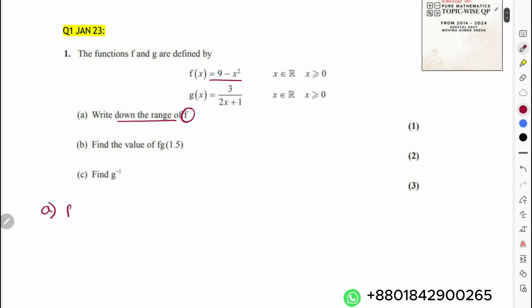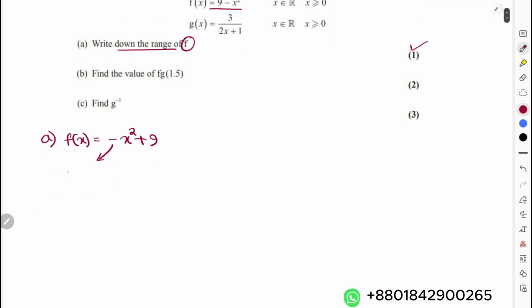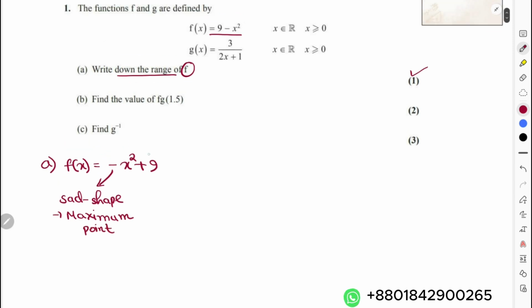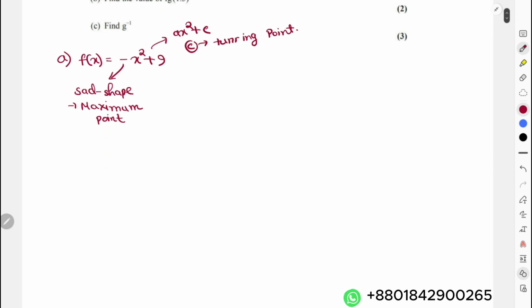For question 1, f of x is minus x squared plus 9, right? They're giving you 1 mark. But from this minus x squared over here, I can understand that this is a sad shape graph. For sad shape, I always get a maximum point, okay? Another thing to understand is that this is again not in the format of ax squared plus bx plus c. This is in the format of ax squared plus c, where c is actually the y coordinate of your turning point. So we got the value for the y coordinate of the turning point. Now if I want to draw this graph directly, this is how the graph is going to be.